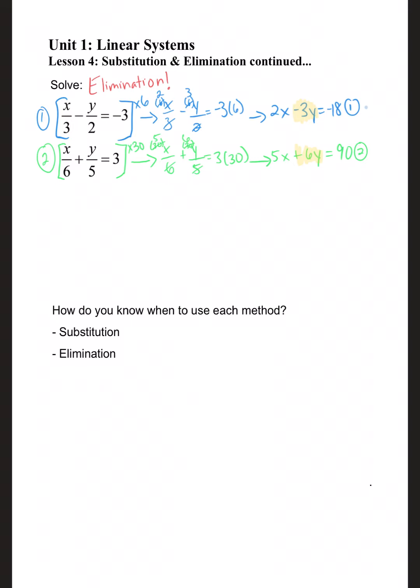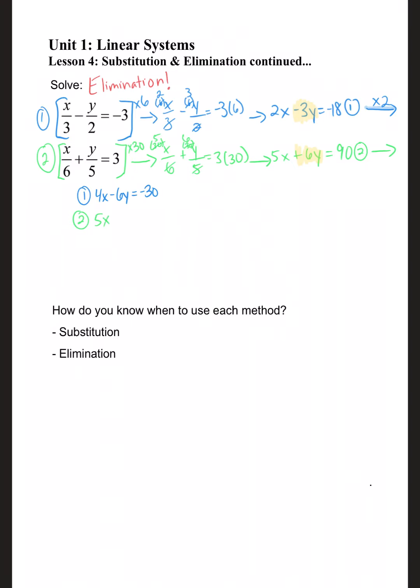I could multiply equation 1 by 2, and that's going to change my negative 3 to a negative 6, so then I'll have the same magnitude. So we're just going to move down here because we've run out of room. So we'll multiply everything in equation 1 by 2. So we're going to get 4x minus 6y equals a negative 36. Okay, we're not going to do anything to equation 2. We're just going to bring it down to the next line.